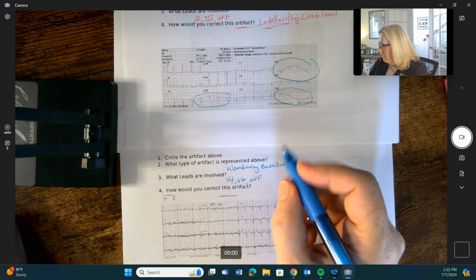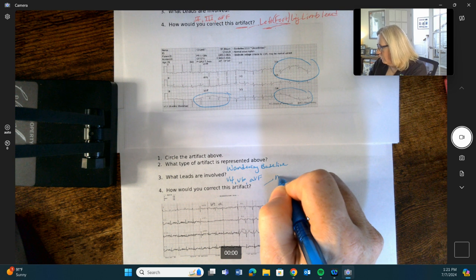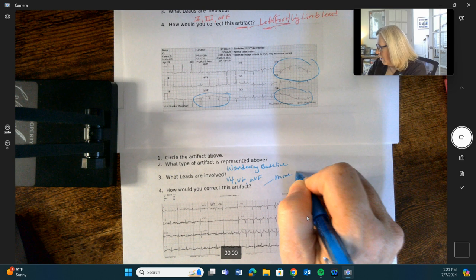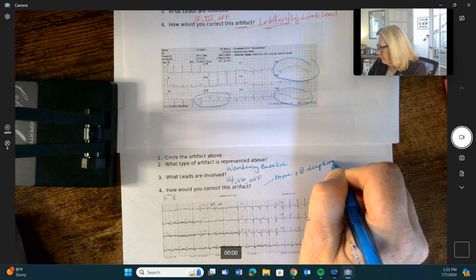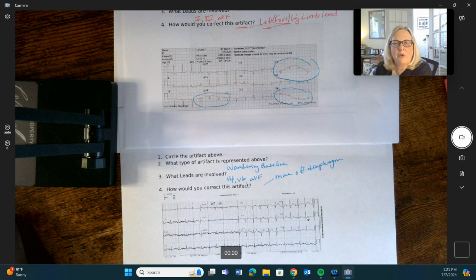So how do we correct that? We're going to move off the diaphragm. So we got to move those stickers off the diaphragm. They're probably too low. V4 and V6 should be up in that fifth intercostal space. So they're probably just located a little too low.